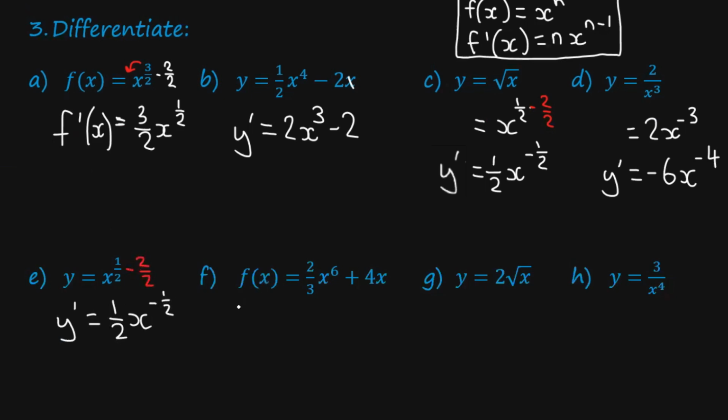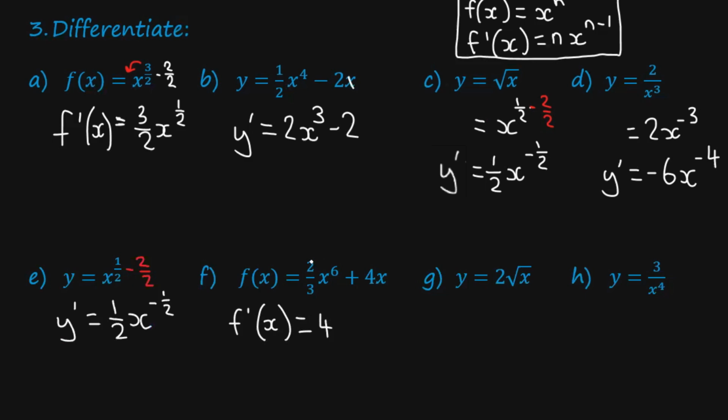Okay. Next one. So this one looks a little bit complicated, but it's not really. So we do this. So we've got the derivative of f of x equals, and we're going to take the 6 and put it at the front. And that's going to give us 12. Okay, so 2 times 6 is 12. Divided by 3 is going to be 4.